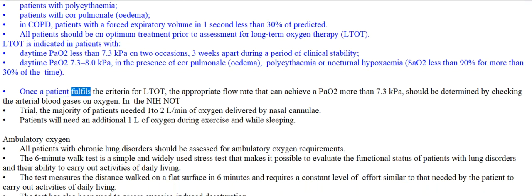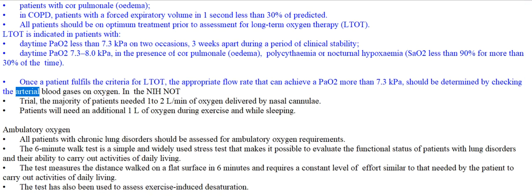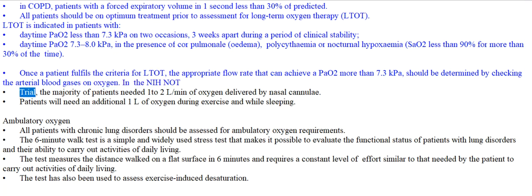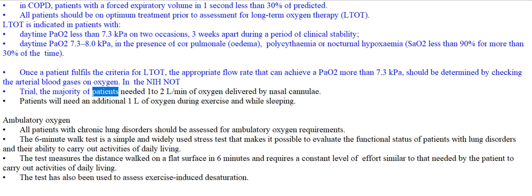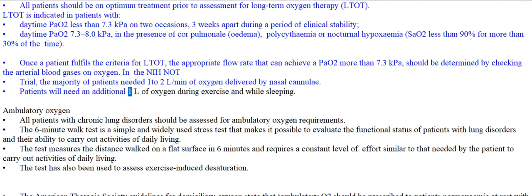Once a patient fulfills the criteria for LTOT, the appropriate flow rate that can achieve a PaO2 more than 7.3 kPa should be determined by checking the arterial blood gases on oxygen. In the NIH NOT trial, the majority of patients needed 1 to 2 L/min of oxygen delivered by nasal cannulae. Patients will need an additional 1 L of oxygen during exercise and while sleeping.